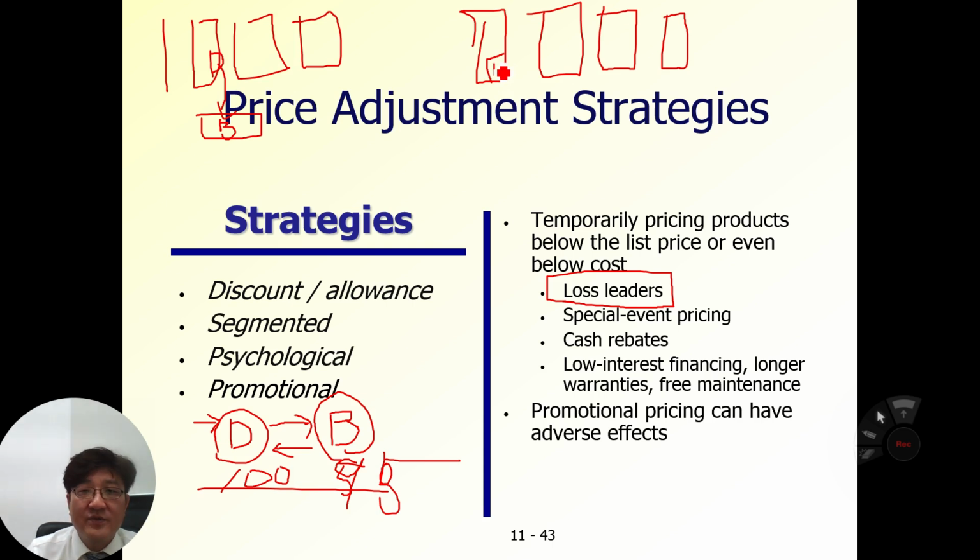If you put the diaper shelf over here and the beer refrigerator over there, then once they pick up the diaper, they move around to find the beer. And during their trip, they pick up other products from different aisles. So it depends on the magnitude of the interconnectedness relationship. But promotional pricing, like I said, has adverse effects.